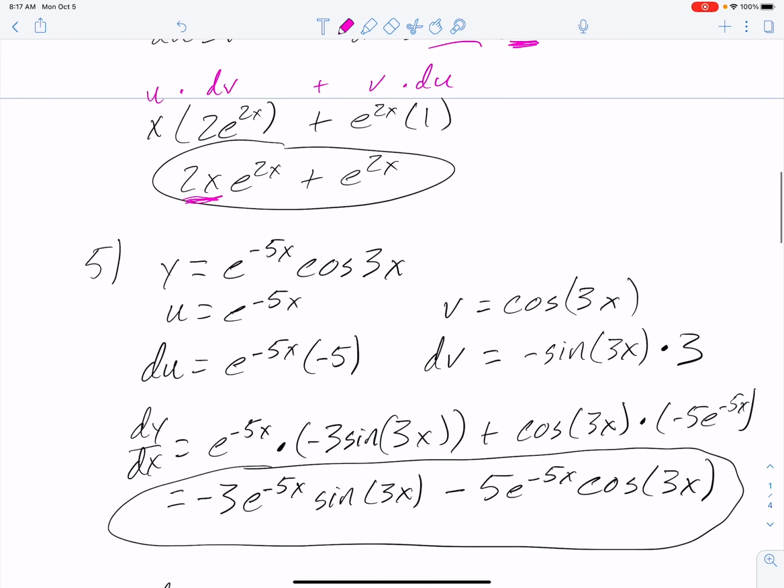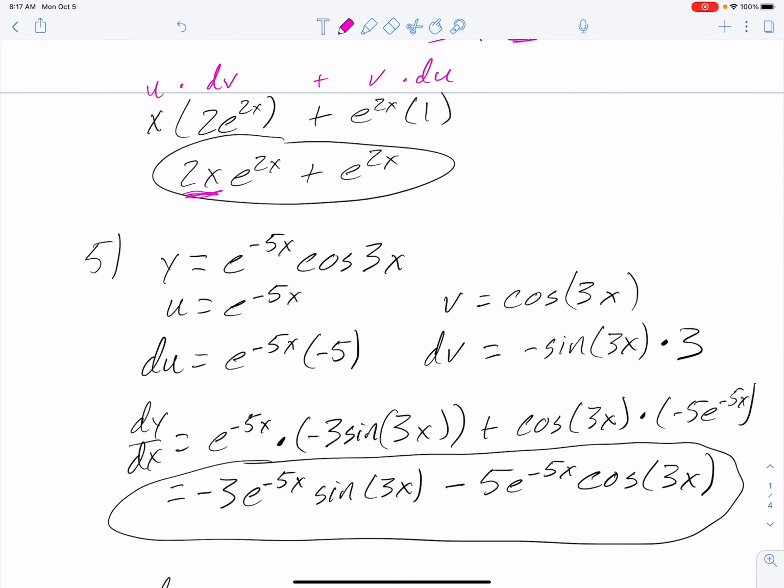Number 5 involves 2 separate chain rule situations. Since my u value is e to the negative 5x, I know the derivative of e to a power is e to that exact same power all over again, and then I take the derivative of that power. Second term, v, is cosine of 3x. I know the derivative of cosine is always negative sine. In this case, it was negative sine of 3x, and the derivative of 3x is 3.